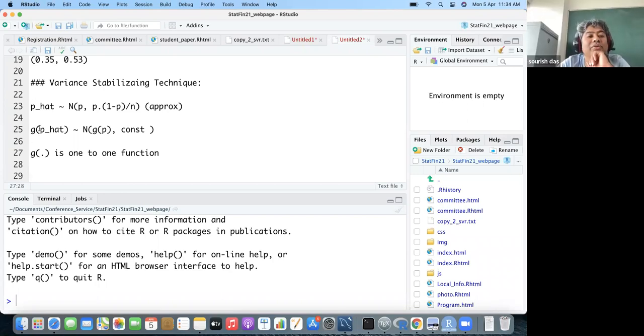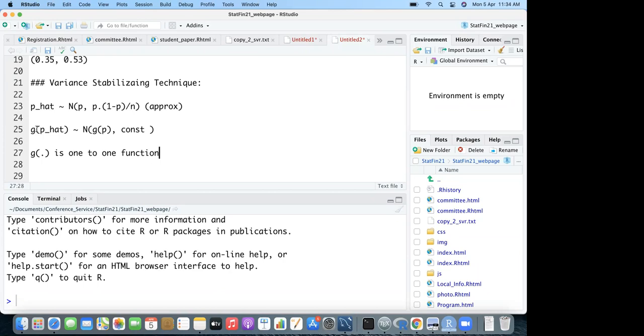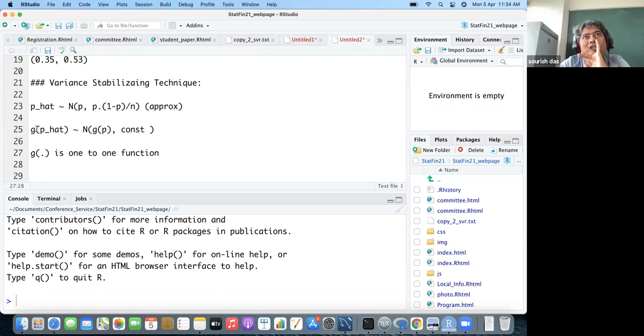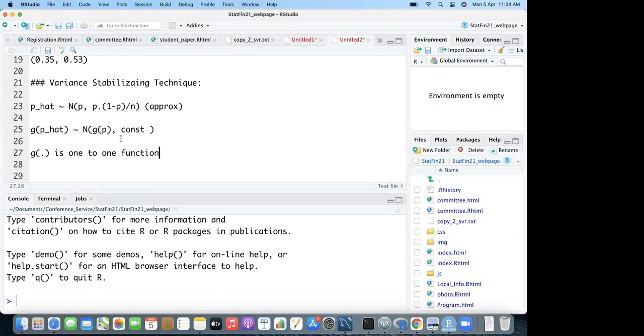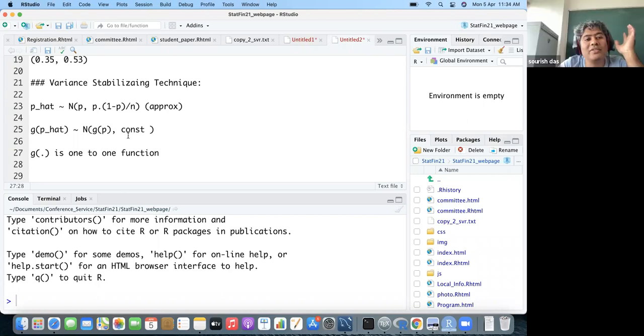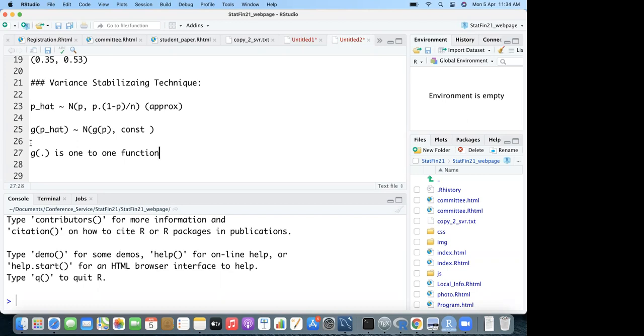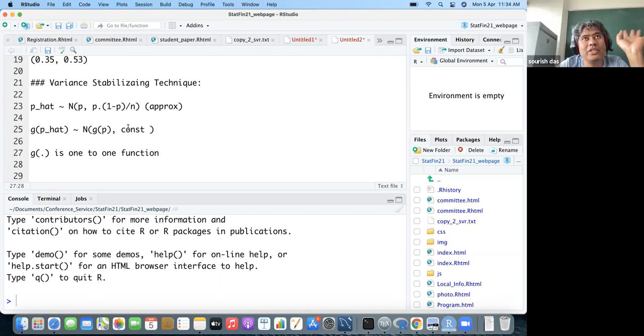Correct. So I have a P hat, and I want to achieve a G of P hat, where G is some one-to-one transformation or function, so that somehow the variance of that G of P hat is constant, independent of P. And somehow I can compute this constant. If I know the constant, my problem is solved, because I know G, and if it is a one-to-one function, I will be able to reverse it back to P hat, basically.